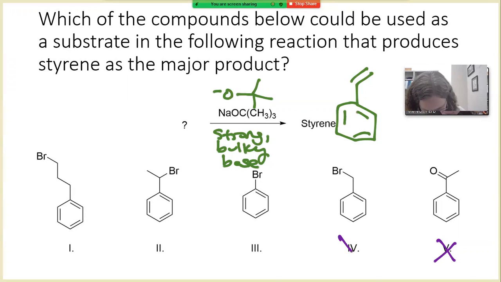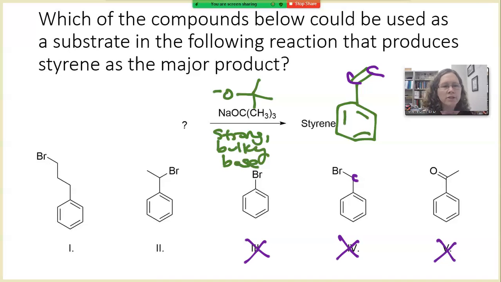Next, let's look at 4. 4 I'm going to cross off as well. 4 doesn't have the right number of carbons coming off. It only has 1 carbon, whereas styrene has 2 carbons. Okay, we can also cross off 3. We can't add an ethyl group to this bromobenzene using the reagent that we're given.